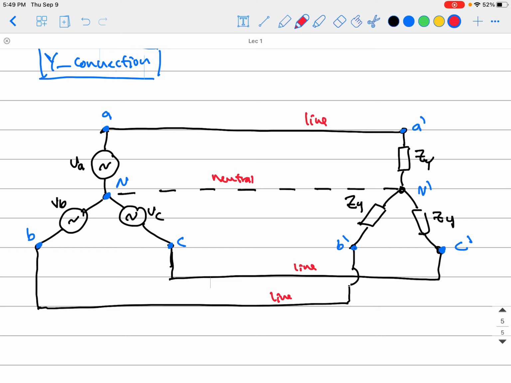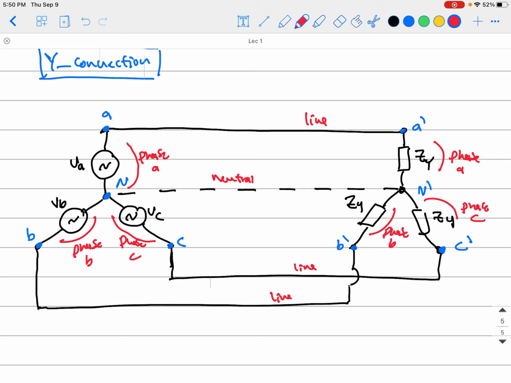Okay guys, and if you have this in mind, each one of those is a phase. You know that. So that is a phase, that is a phase, and that is a phase. The same thing with the loads. So that is phase and phase and phase. Okay, we call them phase A, phase B, phase C, and also in the loads, phase A, phase B, and phase C.